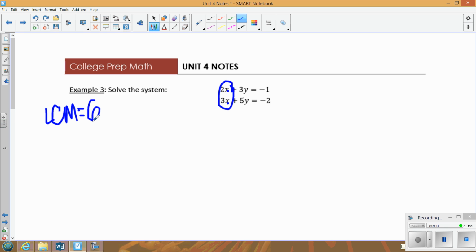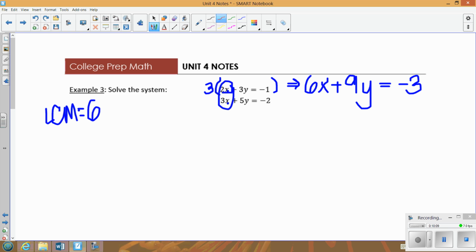So that means in order to get a +6 right here, I would have to multiply by 3. And I have to multiply everything by 3. So it's going to be 6x, I forget if that was a plus or a minus. It's a plus. So plus 9y equals negative 3.